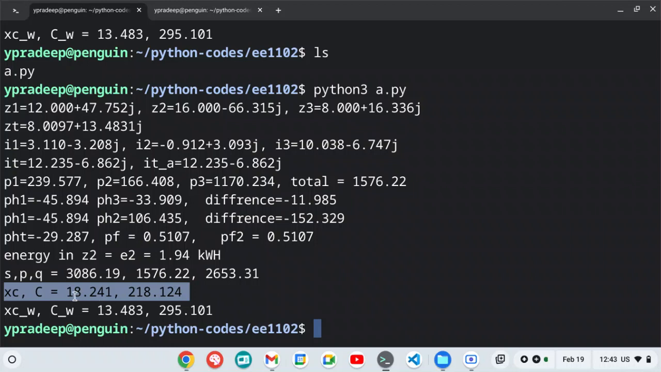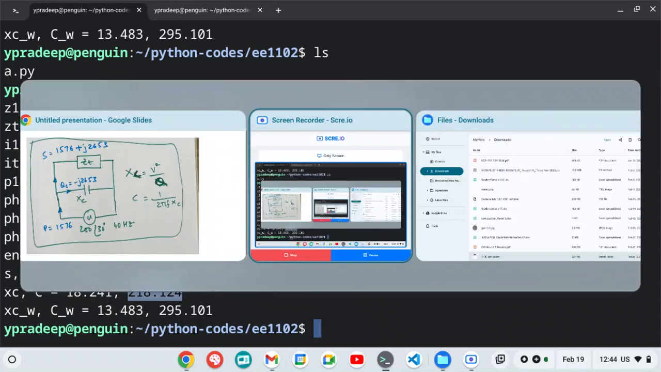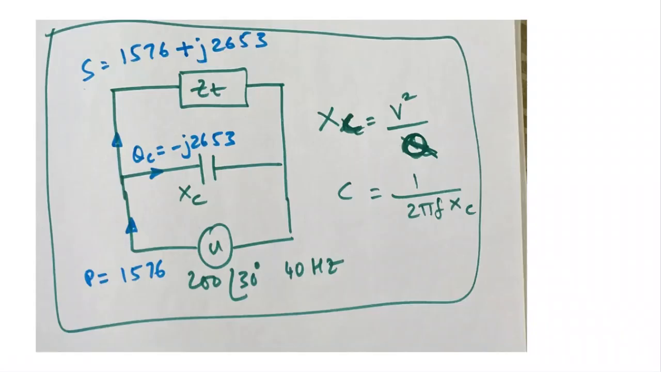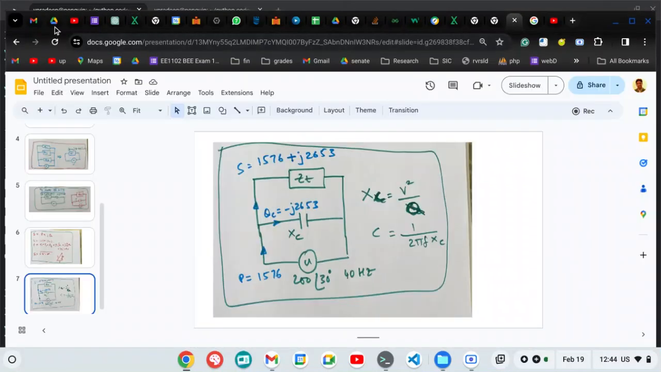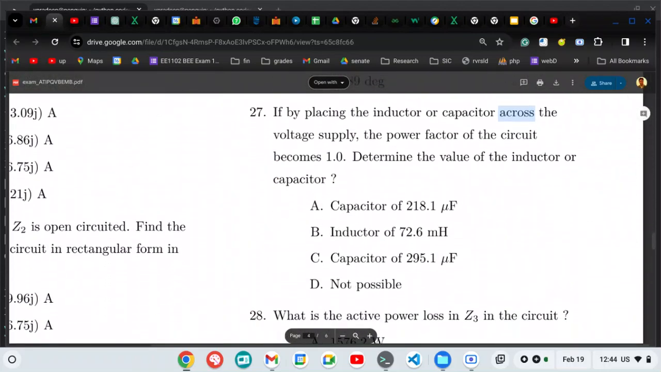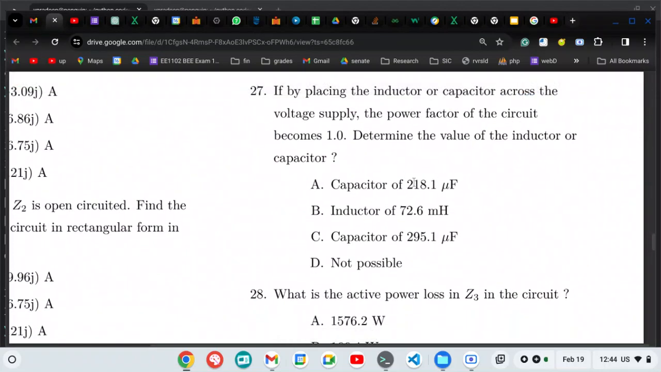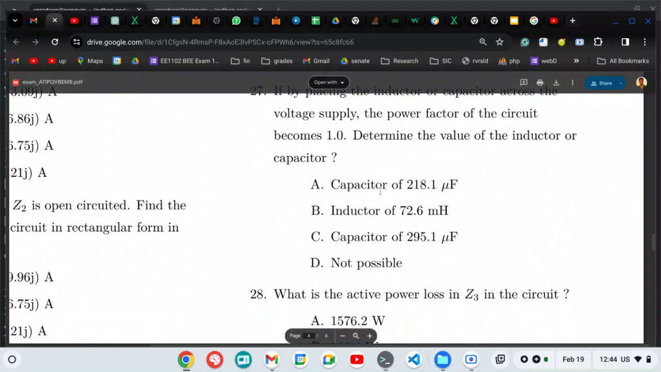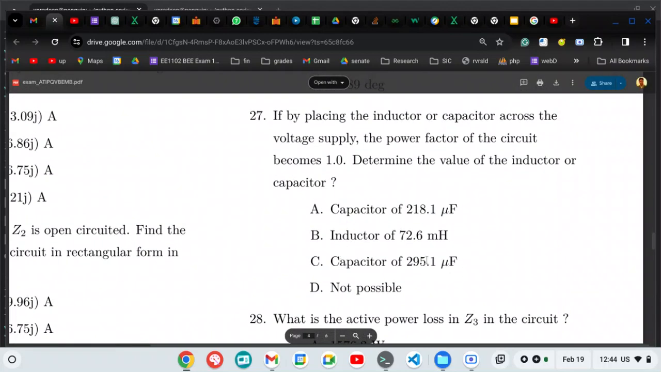Here the C and XC values are there. The capacitive reactance is 18.24, and the capacitance value is 218.124. If you're worried about the plus minus sign, need not worry, because we know that it's a capacitance and it should be that. So 218.124 microfarad is the answer for question number 27. Let me show you the choices. Here is question number 27. 218.1 microfarad, A, is the correct answer. But there is another answer, C, 295.1.